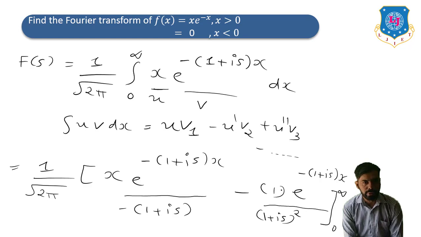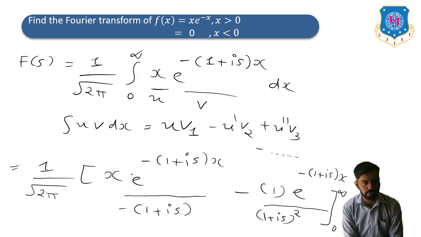Clear? Now first of all we will apply the upper limit. For that purpose we will replace x by infinite, because here the upper limit is infinite. If we replace x by infinite, this will become e raised to minus infinite, and the same way this will become e raised to minus infinite, and we know that the value of e raised to minus infinite is 0. So the answer of the upper limit will be 0. Now we will apply the lower limit. For that purpose we will replace x by 0.